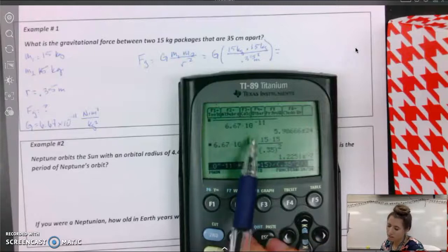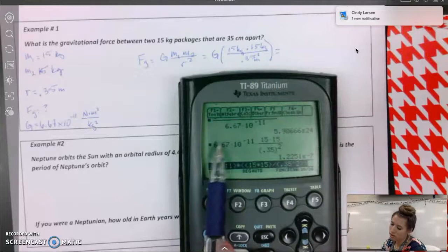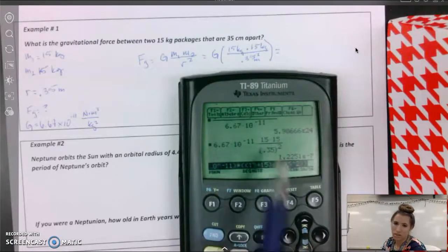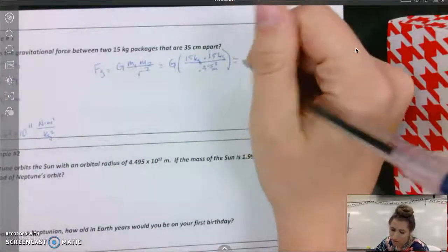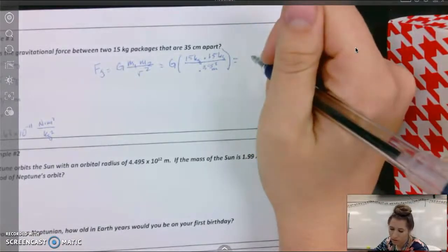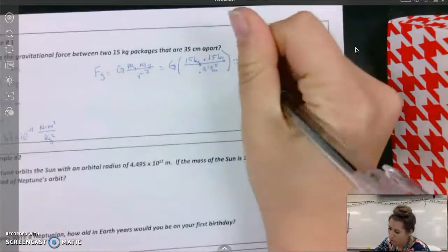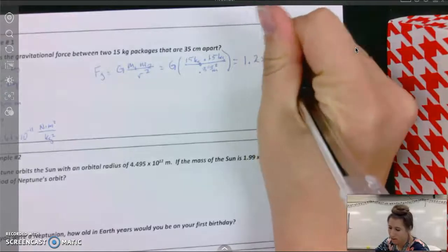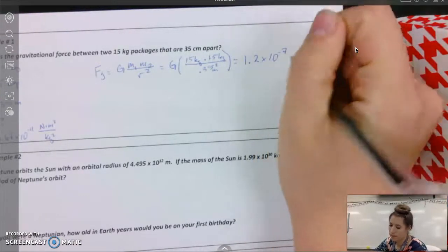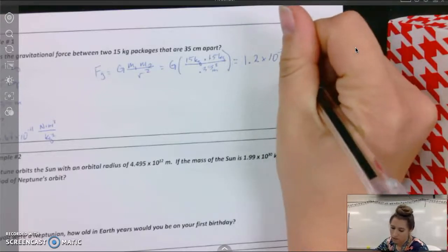And I really love this calculator because it gives you pretty print, so it shows that I have this multiplied by those things. It's set up in the way that I want it to be. So I get a force due to gravity of 1.2251. Let's see, 3 sig figs, 2 sig figs, 2 sig figs. So 1.2 times 10 to the negative 7. Wow, that's tiny. Negative 7, and it's a force, so that's in newtons.